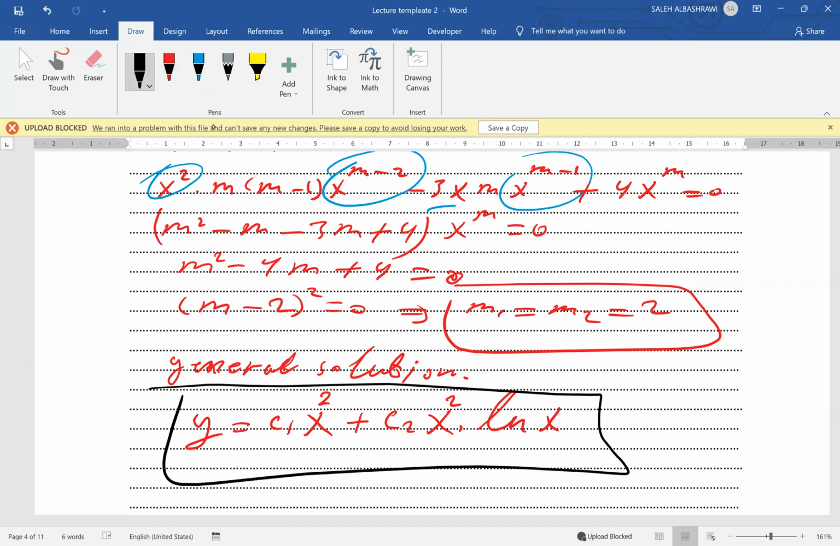So this is the idea, or this will be the form of the general solution if we have a repeated root m1 equal to m2. Then again, the general solution will be y equals c1 x to power m1 plus c2 x to power m1 multiplied by ln of x.